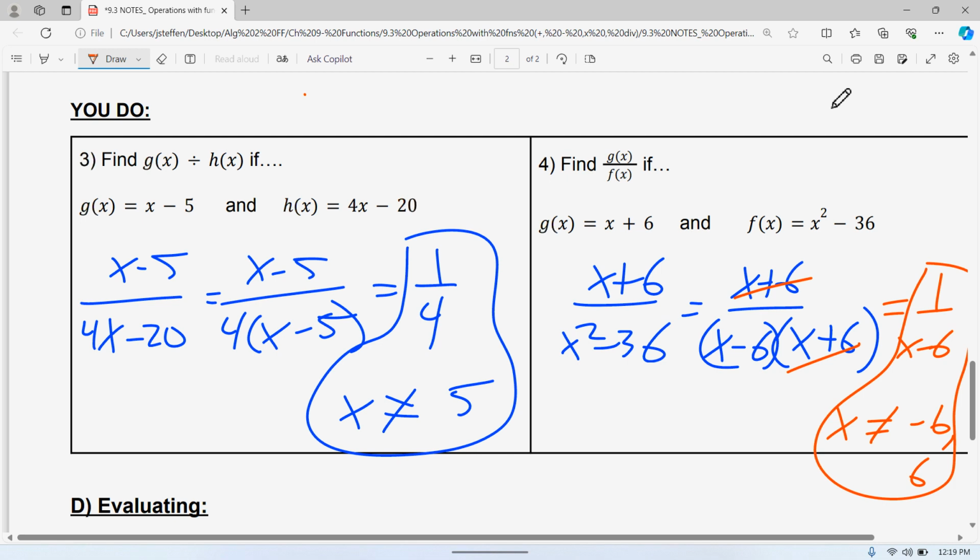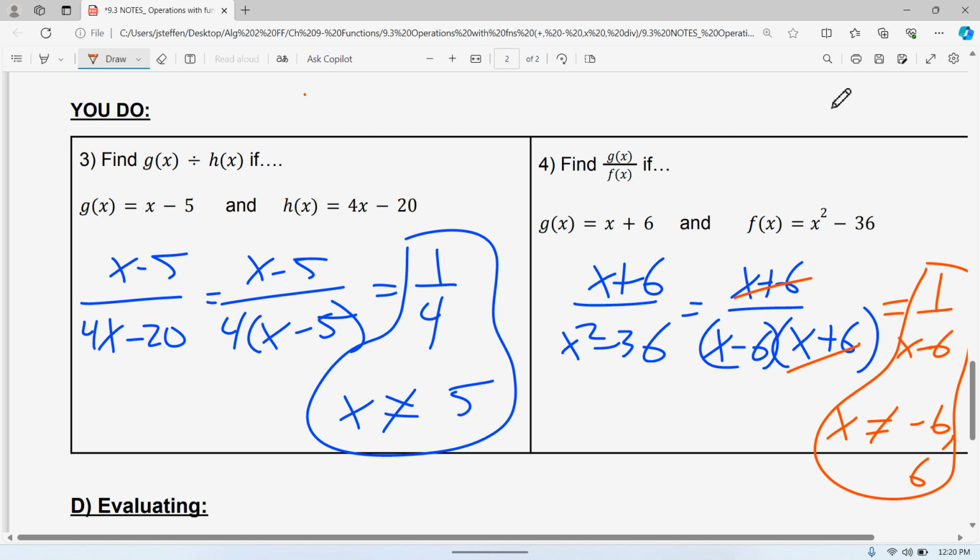Both of these are examples of if in the numerator everything cancels, you need to put a 1 in there. You can't just have the denominator with nothing in there. So if everything in the numerator cancels, it's a 1. Technically, the denominator would be the same thing, but in the denominator, if you have a 1, that doesn't really mean anything. Just like 3 is the same thing as 3 over 1.